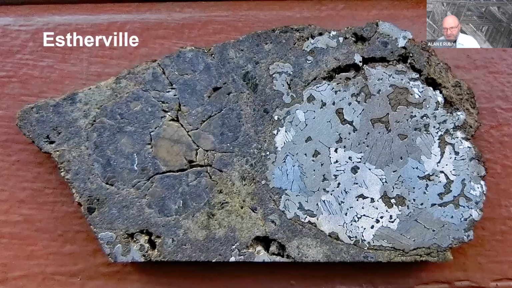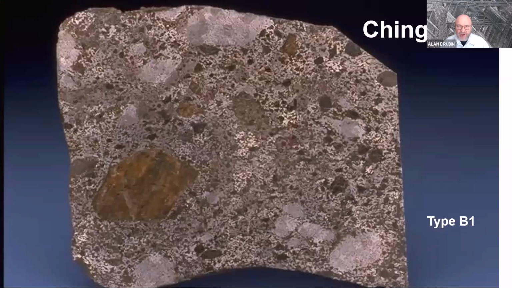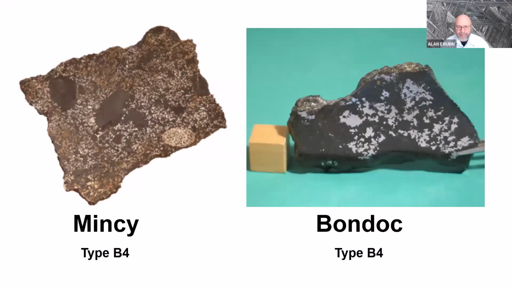Here's another piece of Estherville. We can see a large metal nodule which has formed, and there's not a lot of metal we can see at the left because the metal has formed these large nodules. Here's Chinguetti, a type B1 mesosiderite. Here's Mincy, a type B4, and Bondoc, another B4. Bondoc, as you can see, has some large metal nodules in it. Mincy has one at the bottom right.